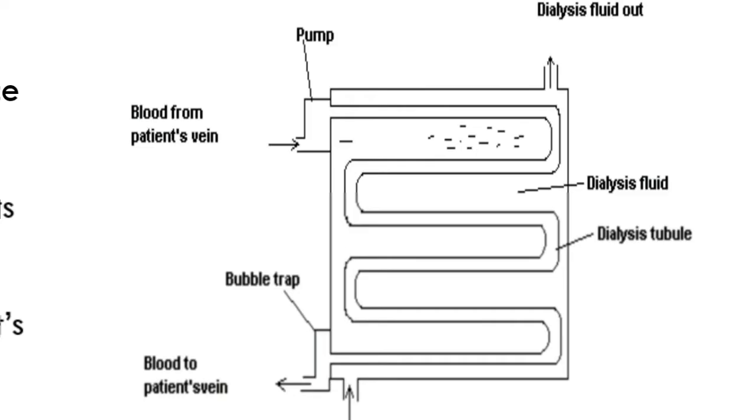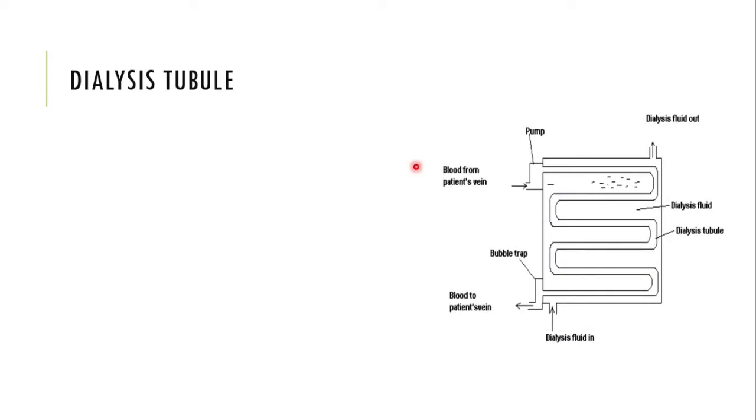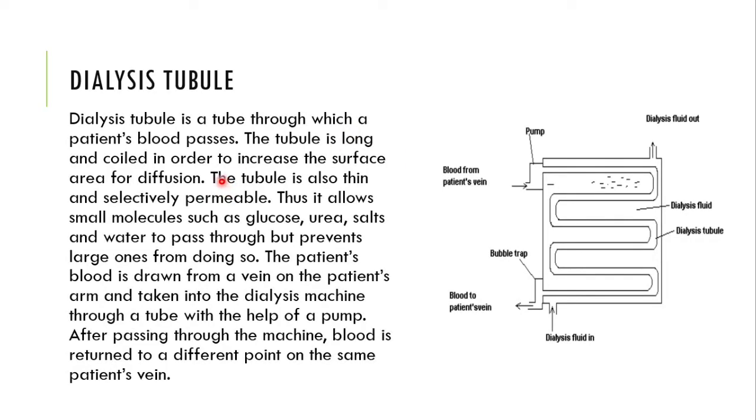If we've got things in this fluid, and those things are large molecules, they won't be able to penetrate and go into the blood of this individual. So this tube only allows some substances to pass through it, meaning substances with small molecules. The tube wall is also thin and selectively permeable. Thus, it allows small molecules such as glucose, urea, salts, and water to pass through, but prevents large ones from doing so. So the only substances that can pass through are those that are small, like I said.